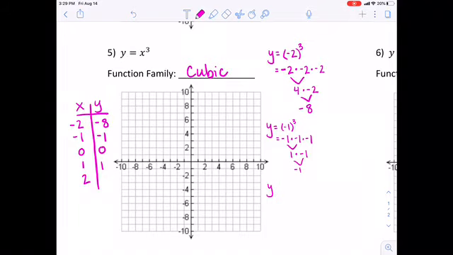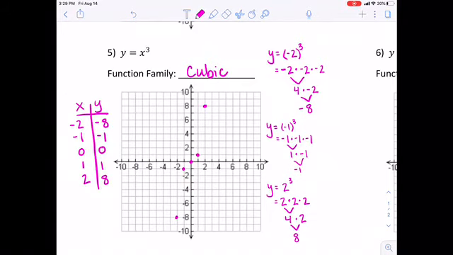And 2 to the third power, well, that's the same thing as 2 times 2 times 2. 2 times 2 is 4. And if I times that by 2 again, I get 8. So 2 to the third power is 8. If I graph these points, I have the points -2, -8, -1, -1, 0, 0, 1, 1, and 2, 8. And I get a graph that looks kind of like this. Okay, so our cubic function gives us kind of this squiggly line.